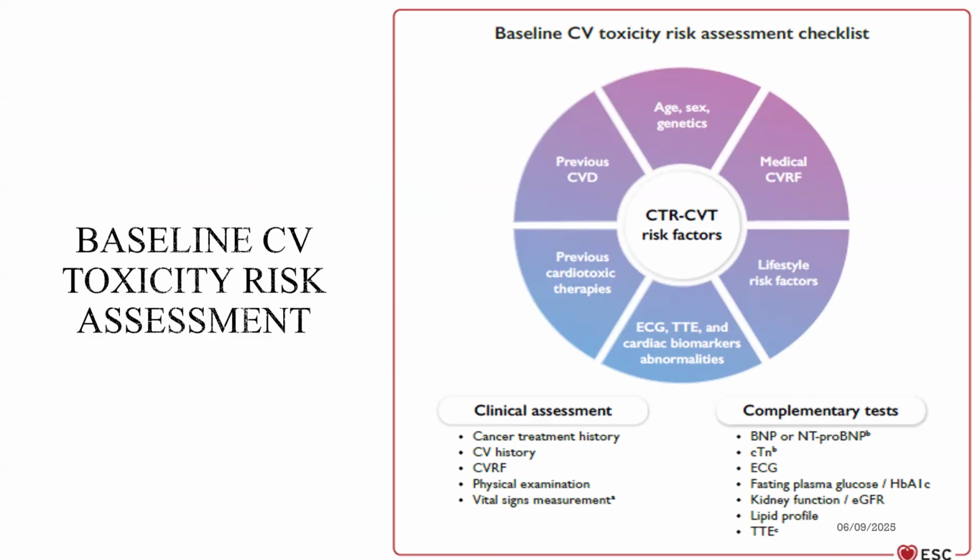So in the history, one of our focuses is to look at the patient's age, gender, and medical history. The focus here is on cardiovascular risk factors, and also looking at the patient's lifestyle risk factors. Do they take alcohol? Do they smoke cigarettes or tobacco? We also want to focus on previous cardiotoxic therapies, if they've had cancer before and whether they were on treatment.